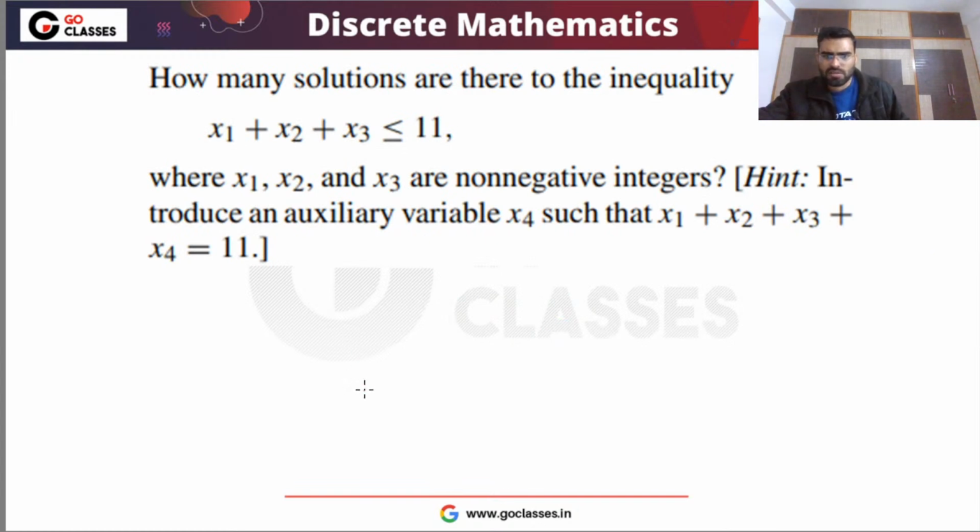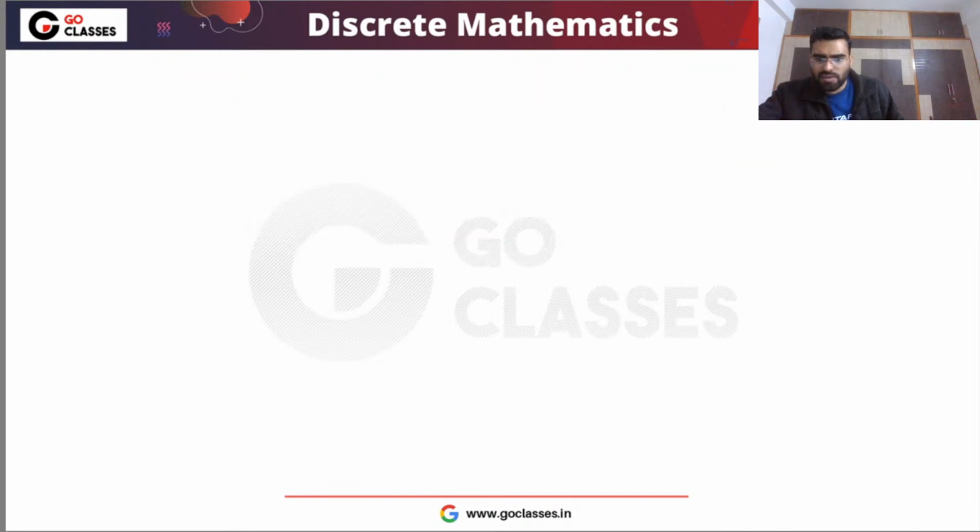What is the answer for this question? This is another variation. How many solutions for this equation? x1 plus x2 plus x3 is less than or equal to 11. See, we have not seen this, right? We know what the answer will be if you have equal to 11. What we have seen is the answer when you have equality.